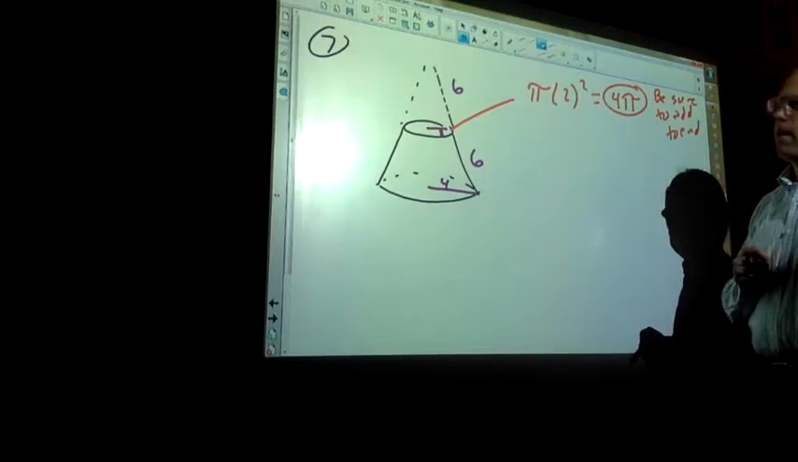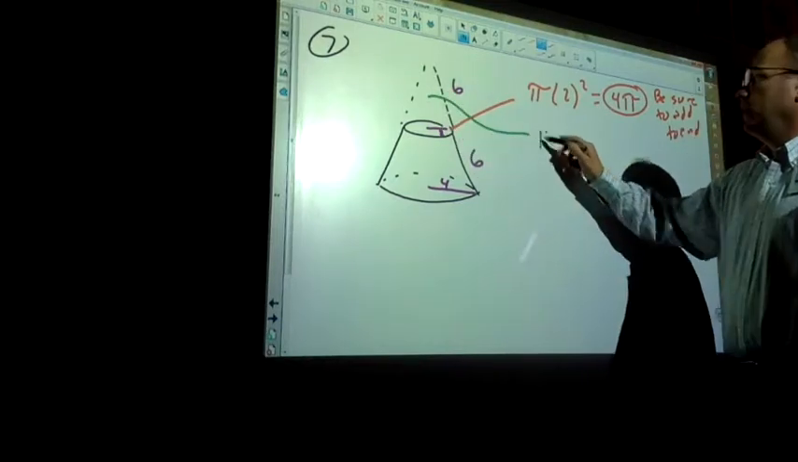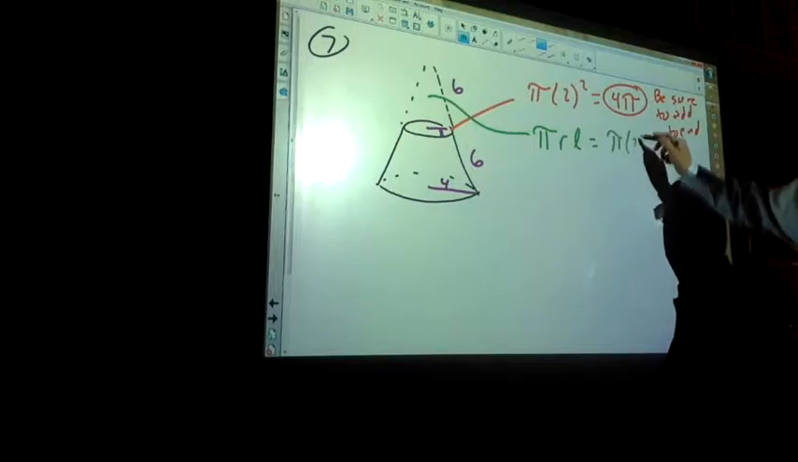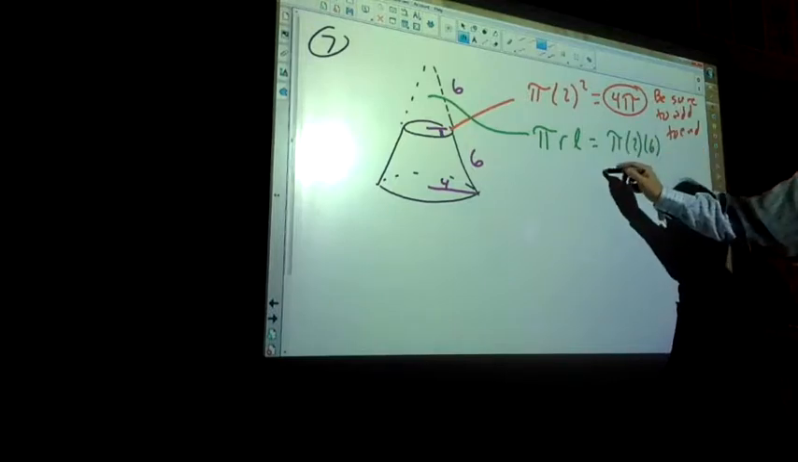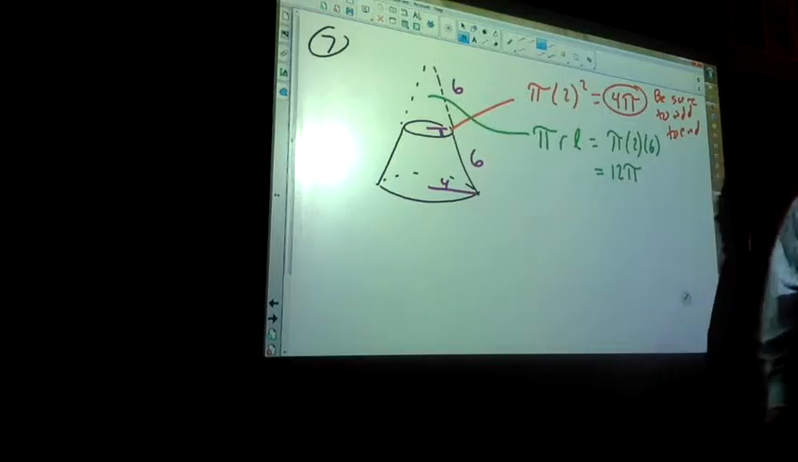of just the cone on top. So that's just going to be pi RL. So that's pi times the radius times the slant height. That's going to give me 12 pi. So that's just that top cone.